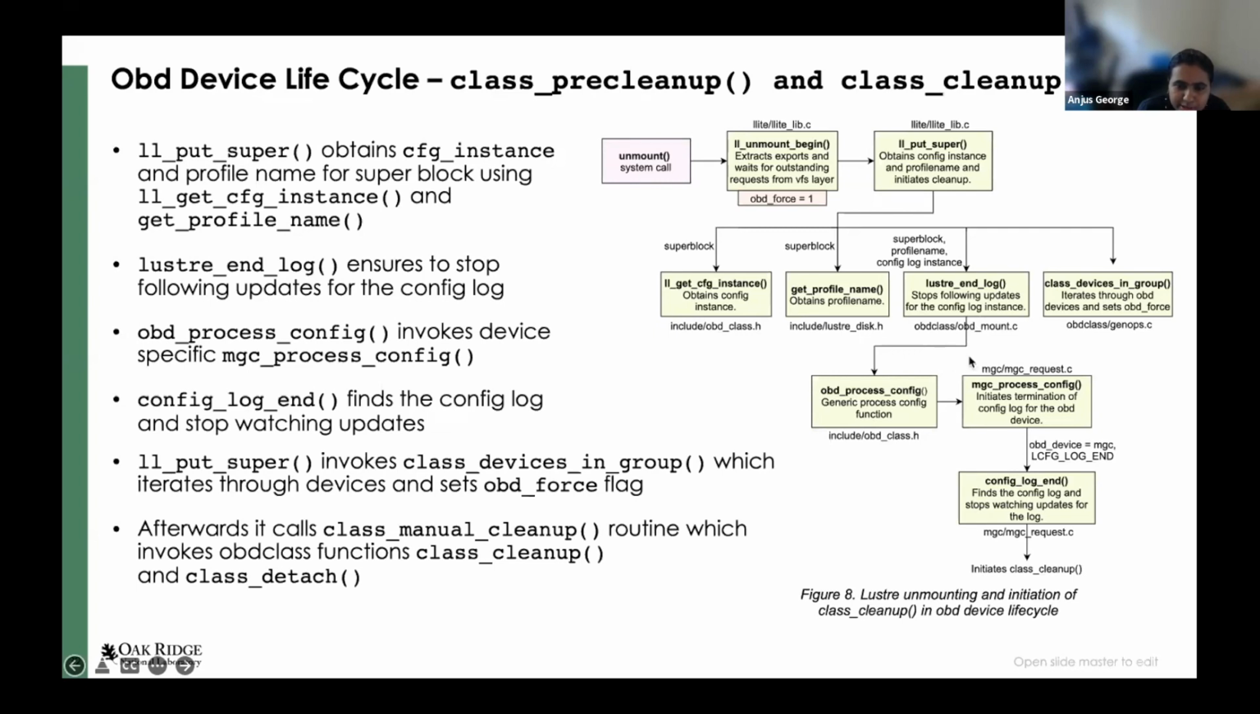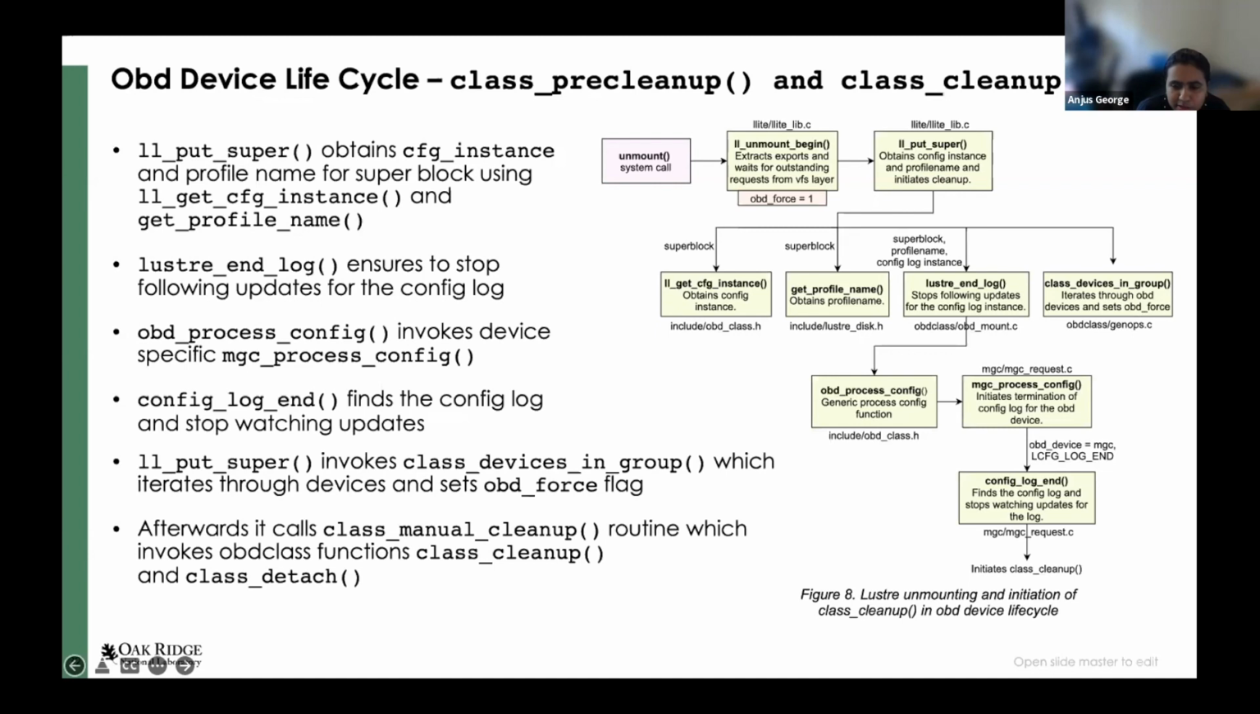This results in the invocation of MGC process config, which calls the config log end method when LCFG log end is passed. The config log end finds the config log and stops watching for the updates for the log. After that, the ll put super invokes the class devices in group function, which iterates through the OBD devices with the same group UUID and sets the OBD force flag for all devices.